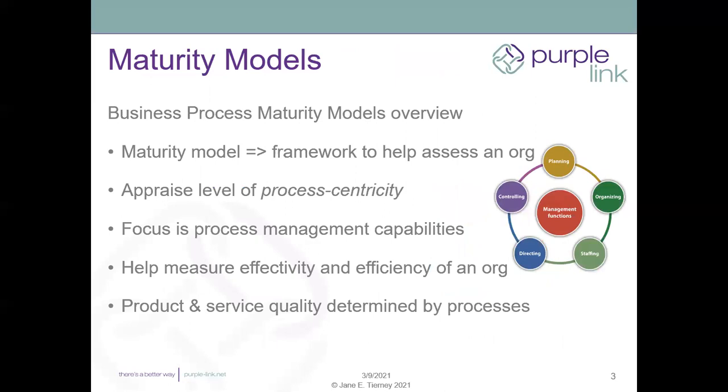Maturity models. This is an area of business planning that you'll see frequently. A maturity model is really a framework that helps an organization assess where it is in terms of industry standards, in terms of benchmarking other organizations, in terms of really what is possible within an organization. Maturity models help companies appraise their level against a set of standards, and a maturity model really looks at processes. So it's process-centric, and it helps you look at how your processes are working with the rest of the organization and how all of that is making your company successful.